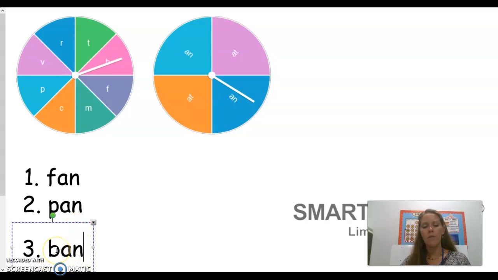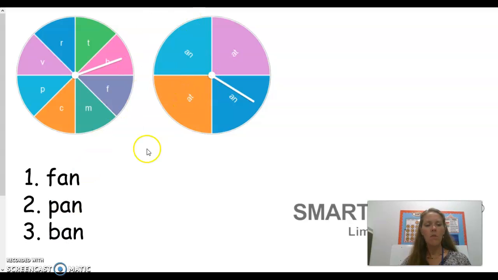And then we're going to sound it out and read it. Ready? B, b, b, ban, ban, ban. Like if you were to ban something, that means it's against the rules. You can't do it. Okay, scoot this one up.